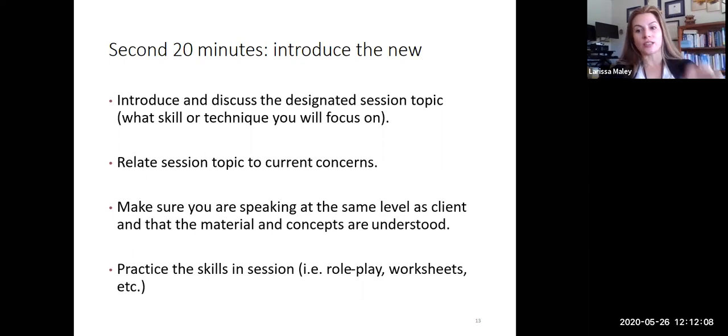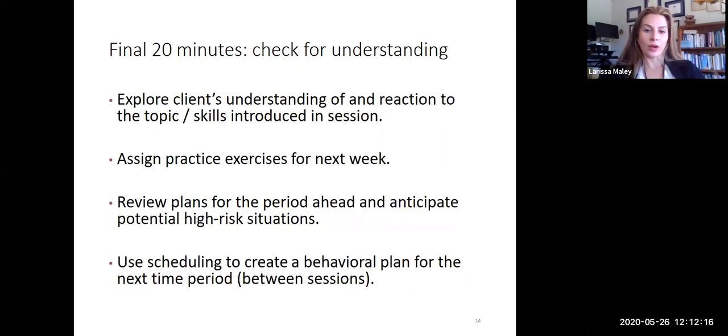So it's not just teaching, it's saying, now let's apply it. Let's do this worksheet together, or let's practice identifying your triggers together, and you fill it out, you do the role play, whatever it is. That way they have actual experience of it, and you're not sending them home to do something that they've never done. The final 20 minutes is where we check for understanding. This is where we explore, did they really grasp what we were talking about? Do they understand the rationale and the utility of this skill?